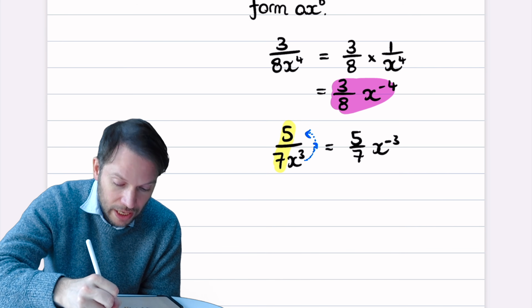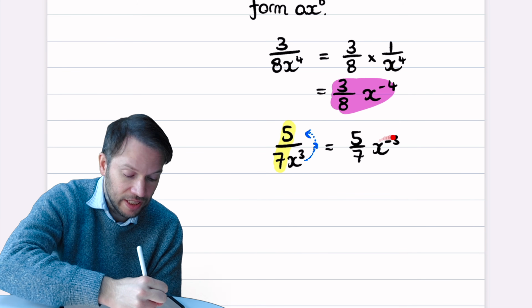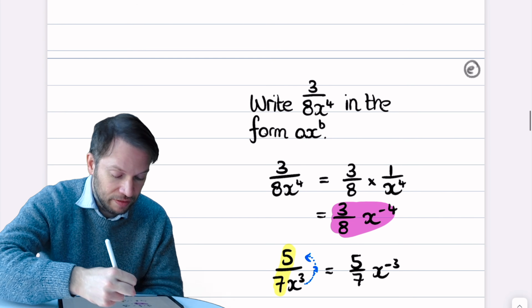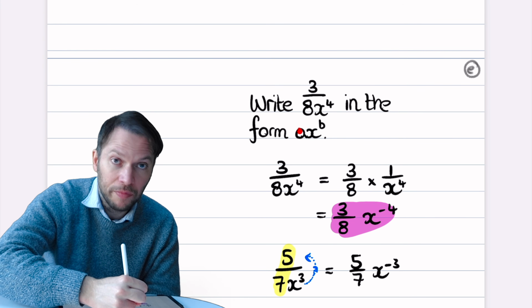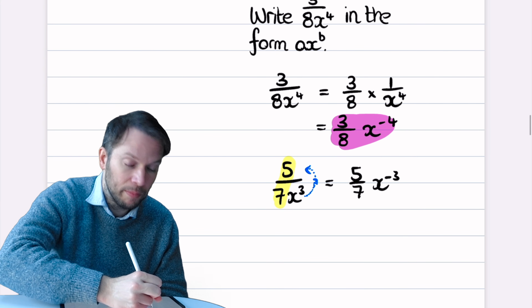You could put the x to the minus 3 in the numerator of the fraction, but it's slightly better to put it outside, particularly because in this form here, it wants the form something times a power of x, which is exactly what we got here, a number times a power of x.